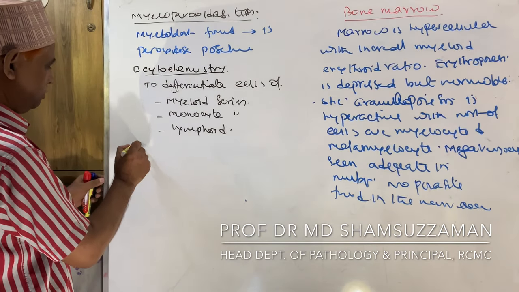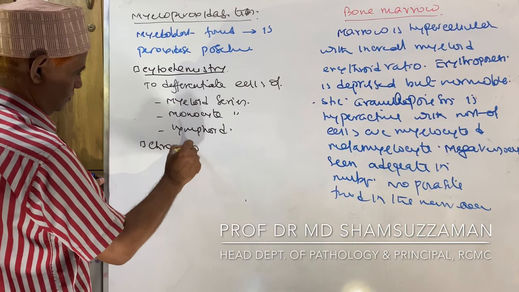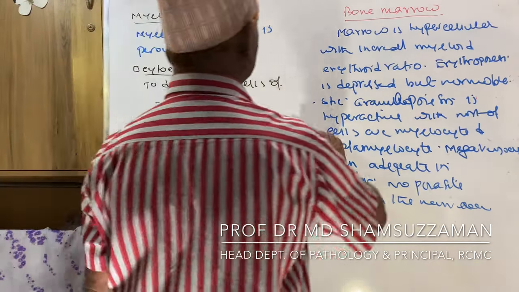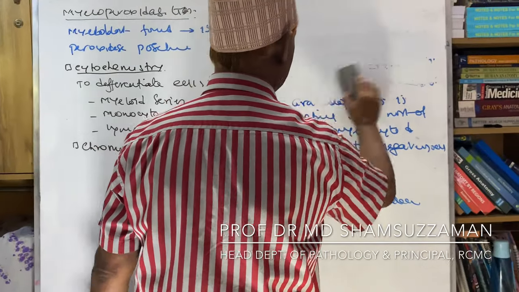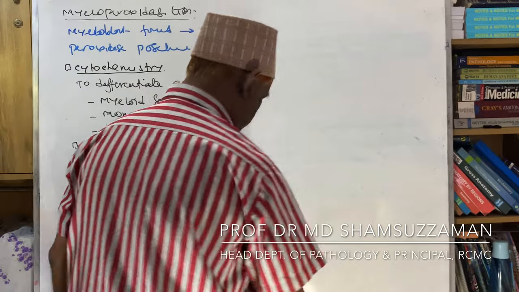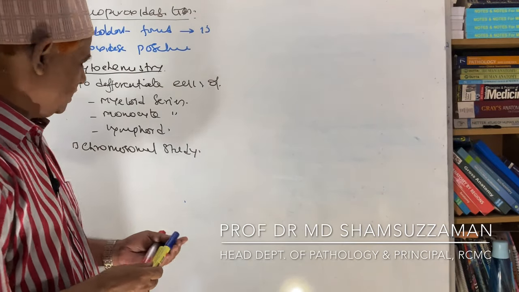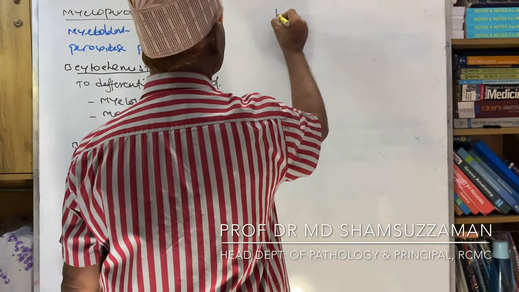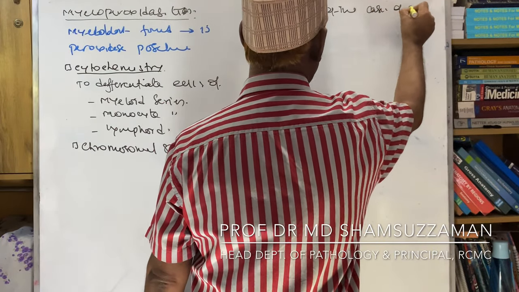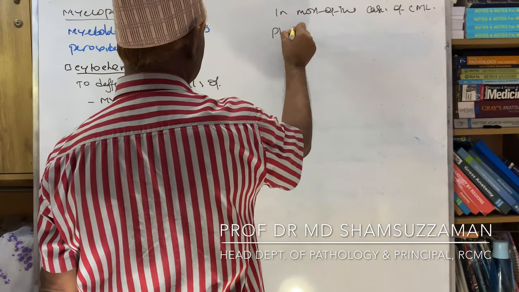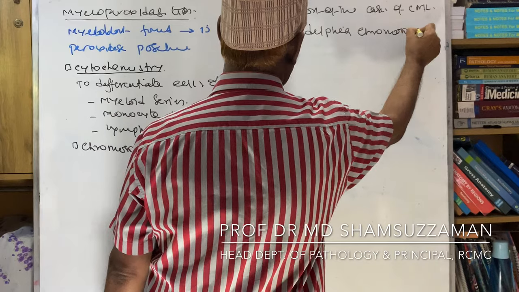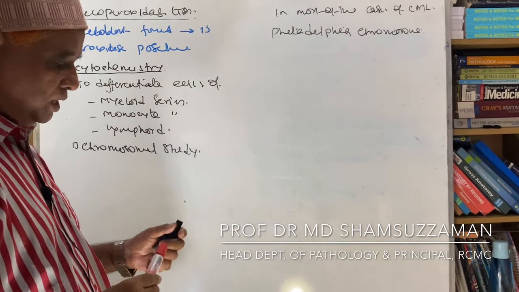Then we have to do chromosomal study. Dear audience, in karyotyping or chromosomal study, we search for the Philadelphia chromosome. In most cases of CML, we get the Philadelphia chromosome. Dear audience, I have told you what the Philadelphia chromosome is.